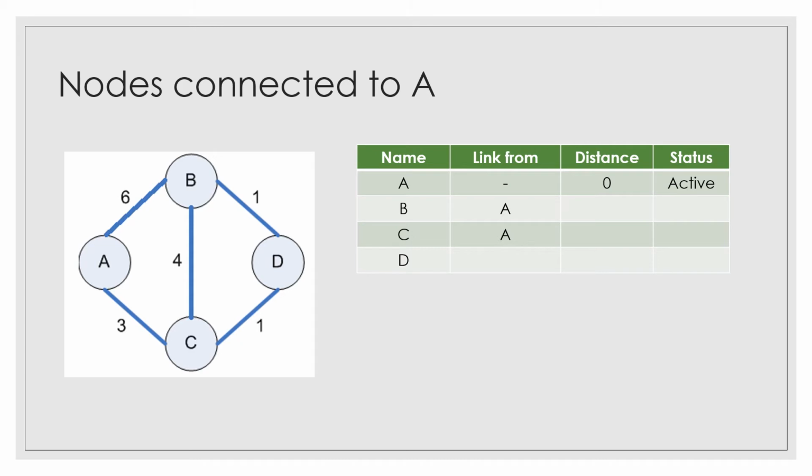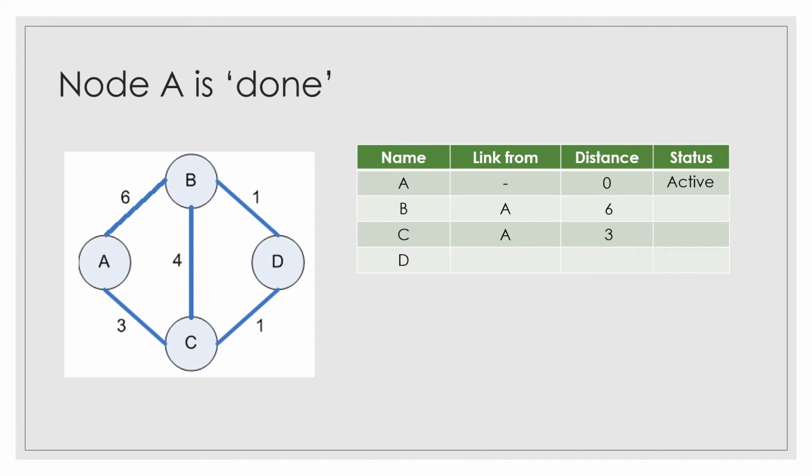Once we've picked an active node, we then try and find all the routes from that active node. So where can we get to from A? And clearly we can get to B or C. So in my table, I can get to B from A, I can get to C from A, and I can fill in the distances. The distance from A to B is 6, and the distance from A to C is 3.